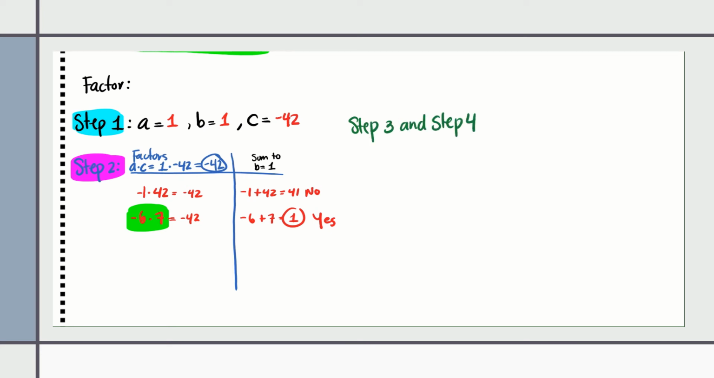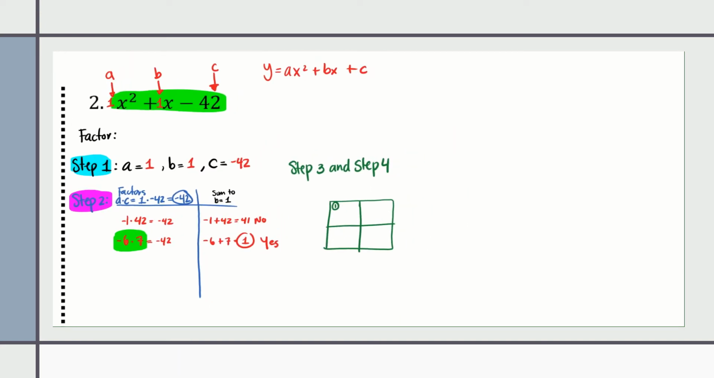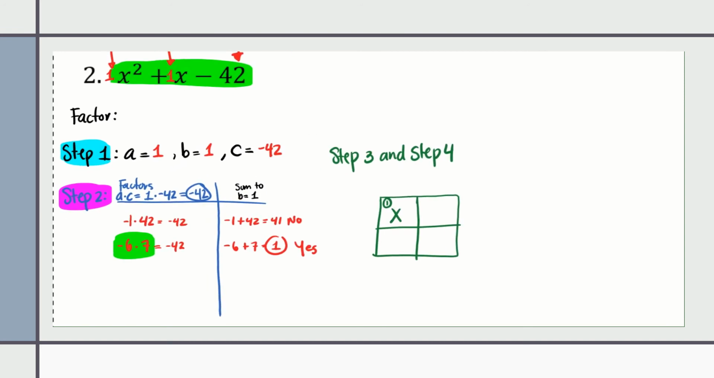That's our box. And the inside of the box will help us find the outside. Inside the first box is your first term, which if we look back at the problem is x squared. The second box is the factors that you found in step 2, which is negative 6x, and positive 7x for box 3. Box 4 is the last term, or your C, which is negative 42.